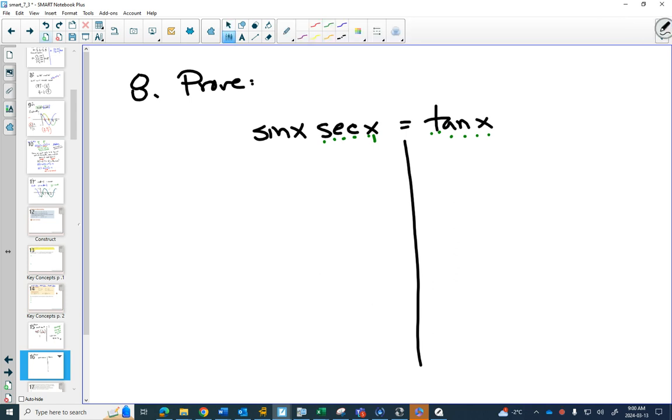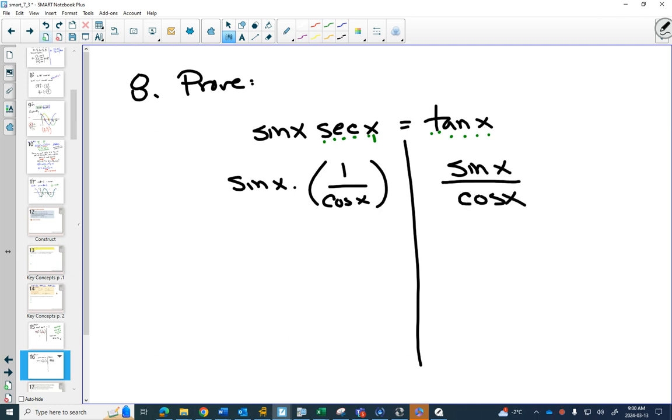What can you change secant to? Secant is 1 over cos. And what can you change tangent to? Big idea. Tangent is sine over cos.